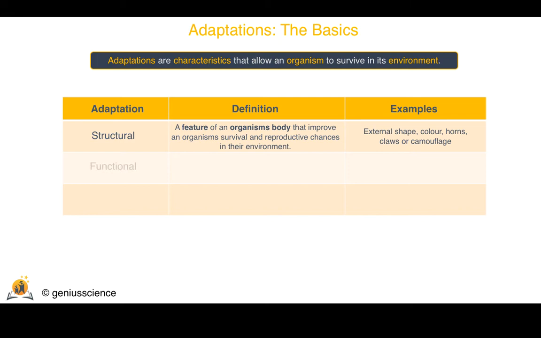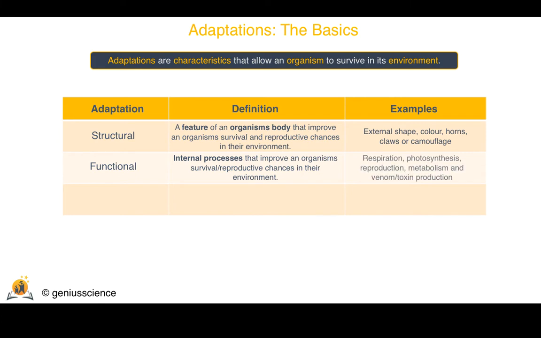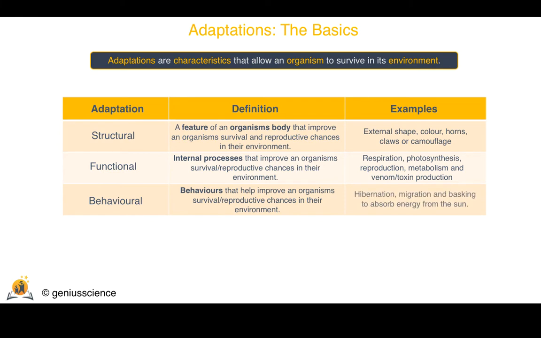The second type of adaptations are functional adaptations, and these are internal processes that improve an organism's survival and reproductive chances in their environment. For example, respiration, photosynthesis, reproduction, metabolism, and venom and toxin production. And the third type of adaptations are behavioural adaptations, and these are behaviours that help improve an organism's survival and reproductive chances in their environment. Examples include hibernation, migration, and basking to absorb energy from the sun.